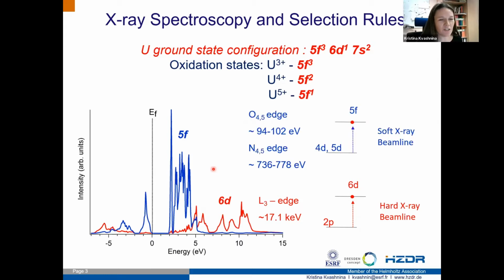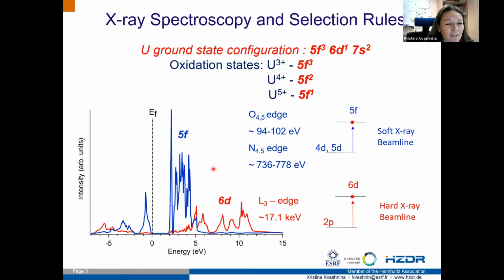There are several ways to do it. One way is to use soft X-ray beamlines and soft X-ray spectroscopy and look at the O edges and N edges. In that case, you excite electrons from the 4d and 5d shells to the 5f and study those electronic transitions. And in fact, it was done in the past. There are several papers about how you measure actinides in the soft X-ray range. The only problem here is that you need to think about a vacuum chamber and the problem of inserting actinides into the vacuum.